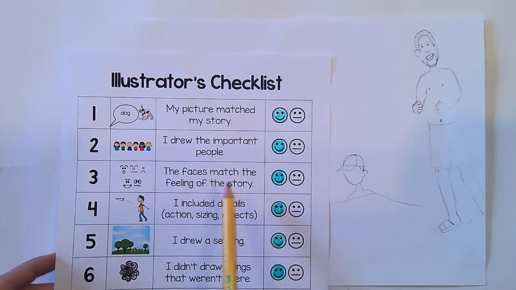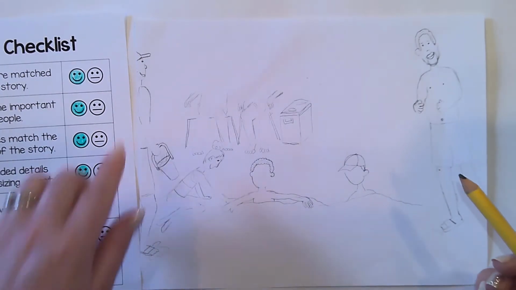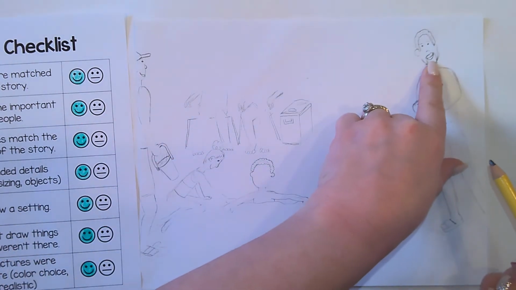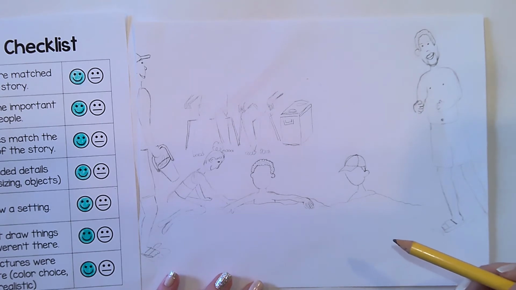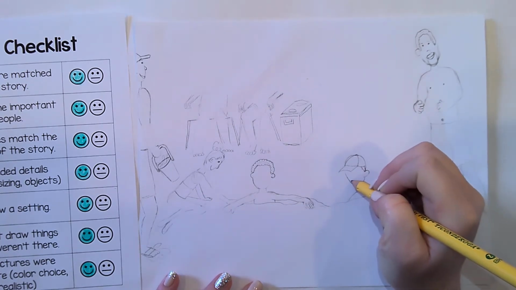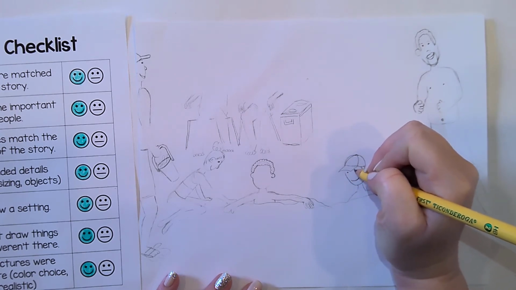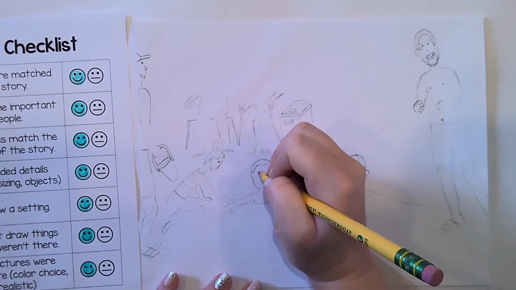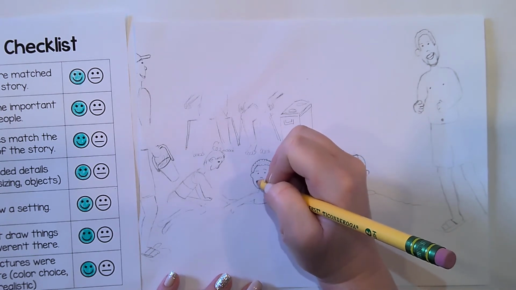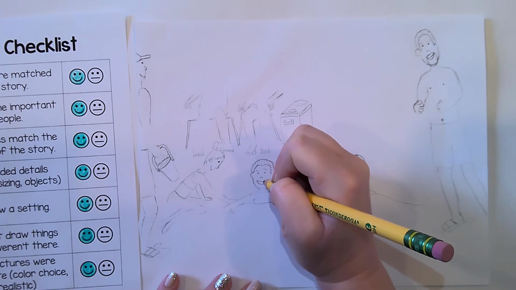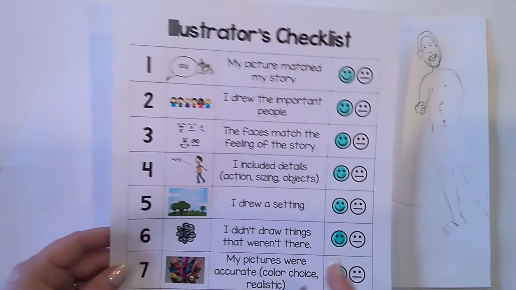Then it says the faces match the feeling of the story. We're having fun at the beach. So everybody you'll see that I drew a face on has a smile. I want to keep that going throughout the picture. So I'm going to add a smile here. This is supposed to be our friend Logan. And this is supposed to be my son Noah here. And everybody was happy that day at the beach. So I want to make sure that I make those faces match the feeling of the story.